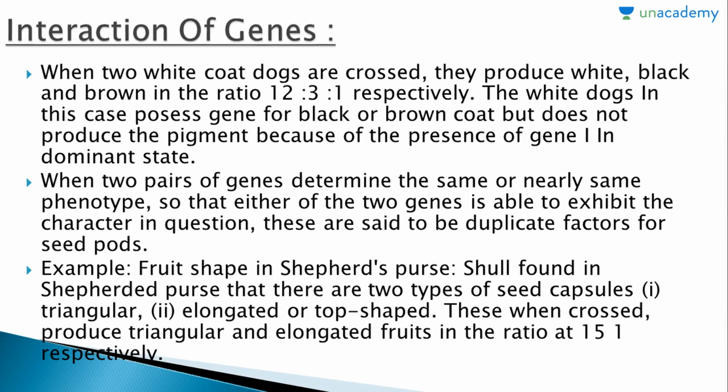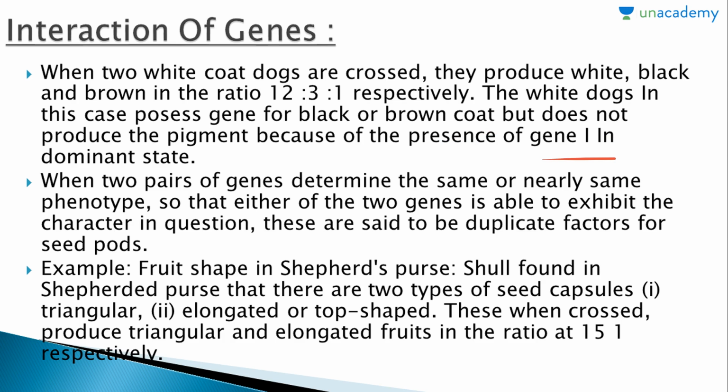Next, these are the examples of that. When two white coat dogs are crossed, they produce white, black, and brown in the ratio of 12:3:1 respectively. The white dogs in this case possess the gene for black or brown coat but do not produce pigment because of the presence of gene I in the dominant state.